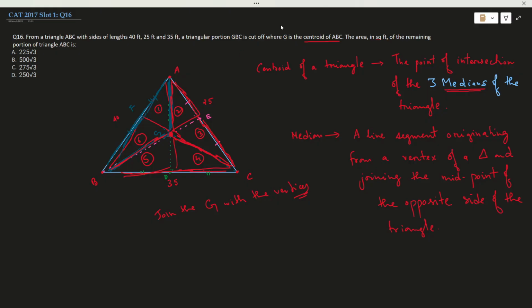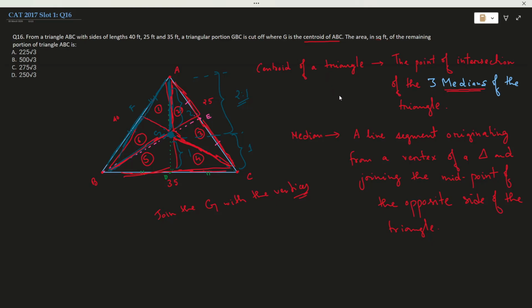Very important property. And the last property which is important for this question is that the centroid divides the median in the ratio 2:1, with 2 belonging to the longer side, basically the side towards the vertex. So this part will be 2, this part will be 1, this part will be 1, this part will be 2.